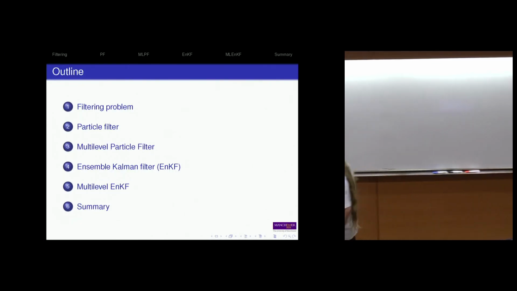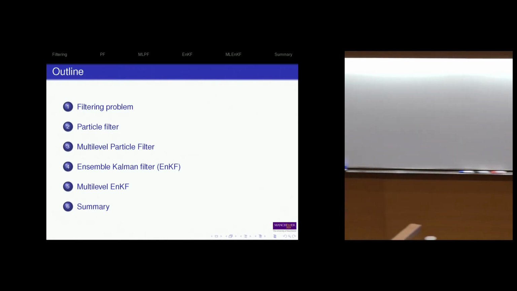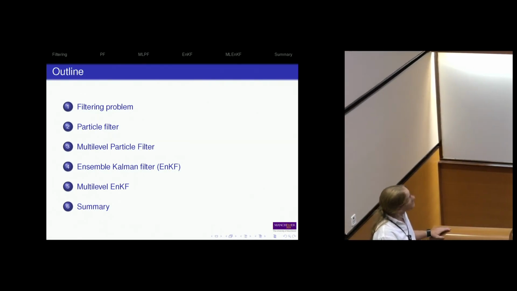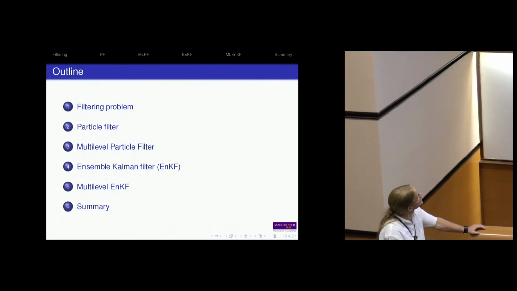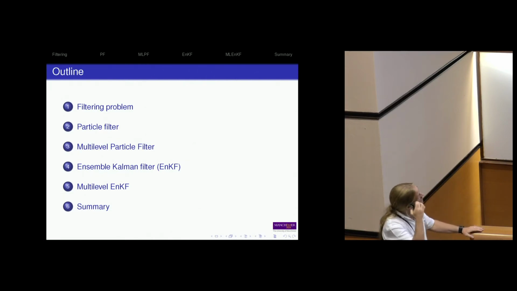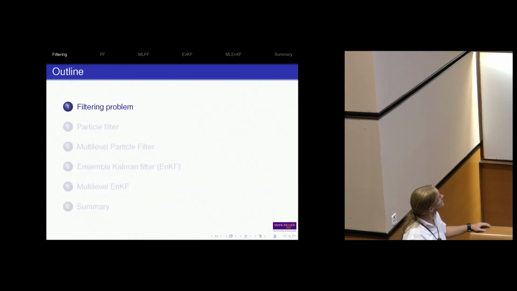Okay, so I'll introduce the filtering problem, then the particle filter. And these, I guess I can go quite quickly, since they've been introduced already several times before. Then the multi-level particle filter, then the ensemble Kalman filter. Maybe I present it in a slightly different way, so I'll go through that, and then I'll introduce this multi-level ensemble Kalman filter. Summarize.